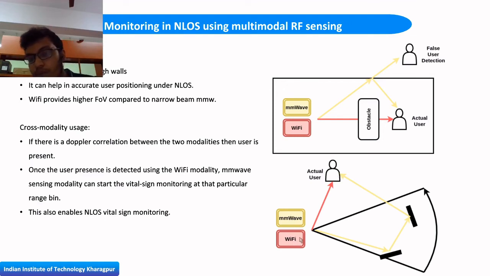But if you have Wi-Fi, then Wi-Fi has a better coverage or field of view. So Wi-Fi can easily capture the actual user's location, right? Using this Wi-Fi modality, we can capture the user's location, and once I have the actual user's location, then using the mmWave modality, I can start implementing the vital sign monitoring part. Okay, so that's it.